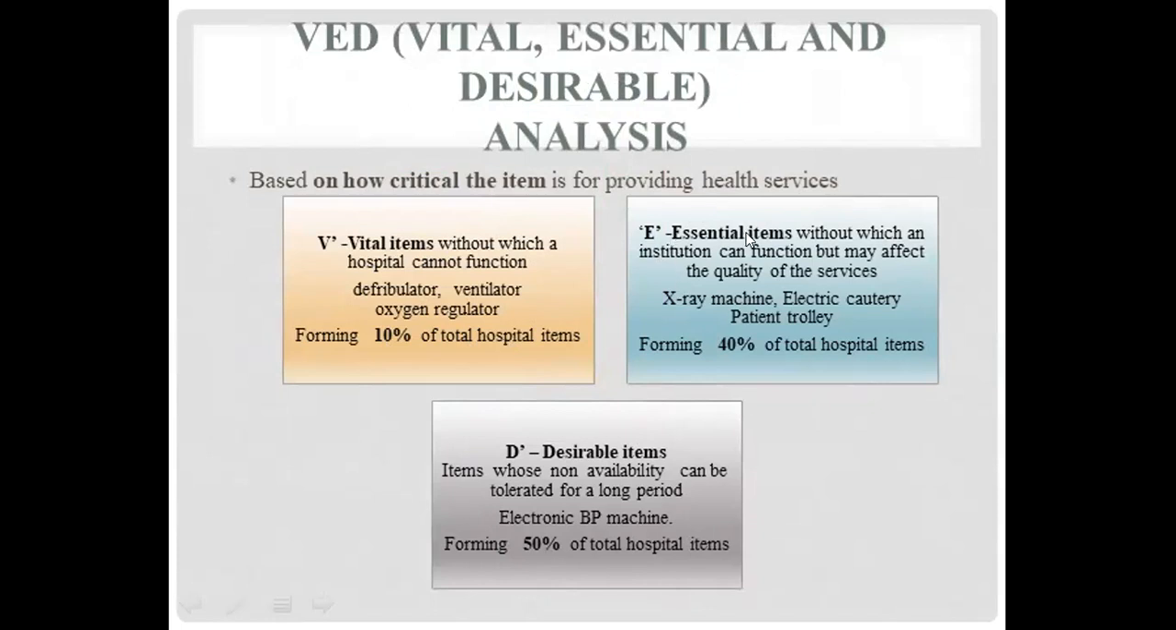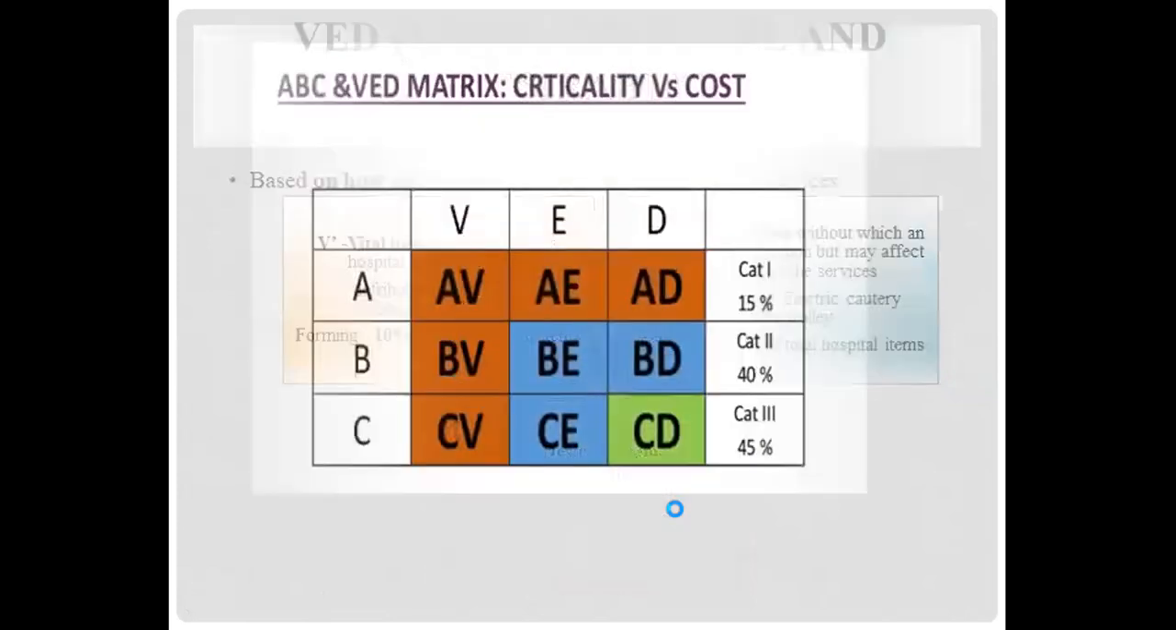E is essential items without which the institution can function but may affect the quality of services. It forms 40%. For example, X-ray machine, electric cautery. D is desirable items whose non-availability can be tolerated for a long period. For example, BP machine.